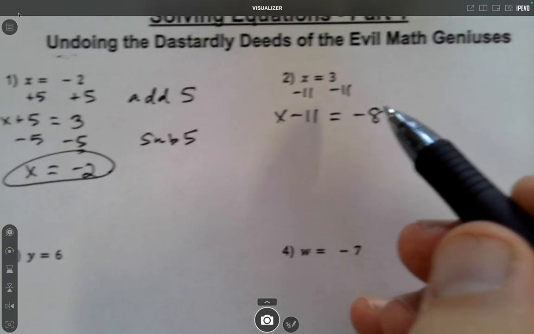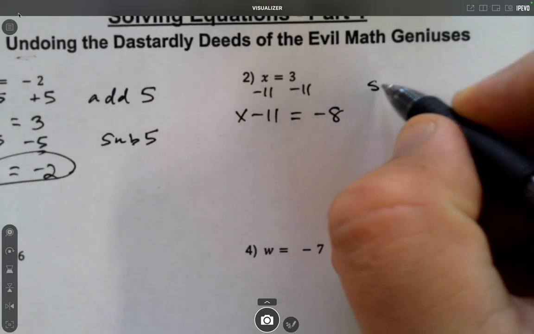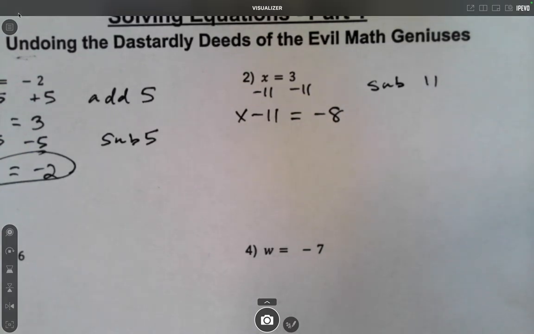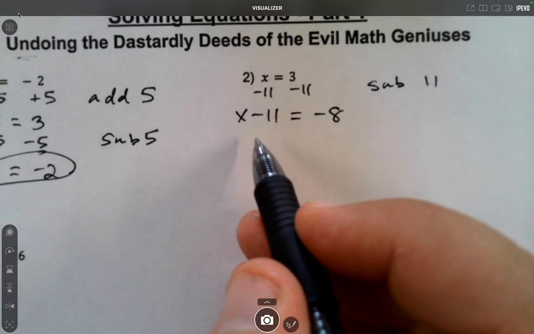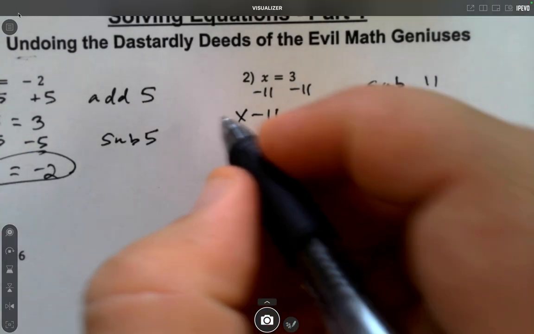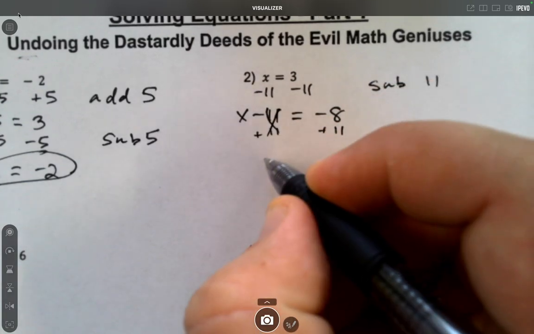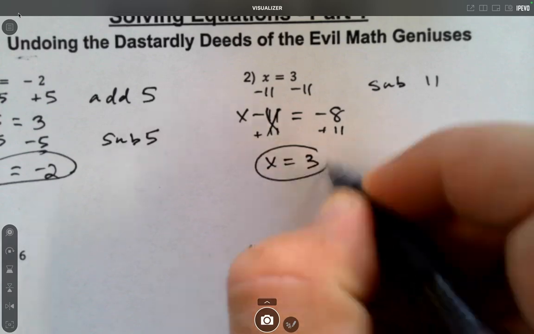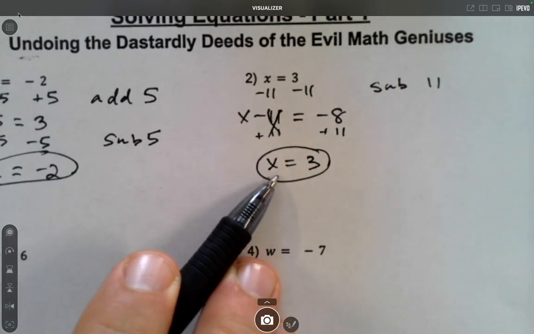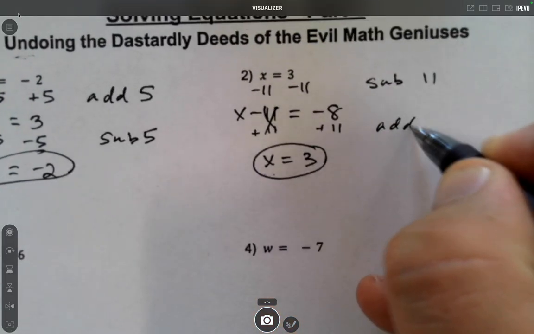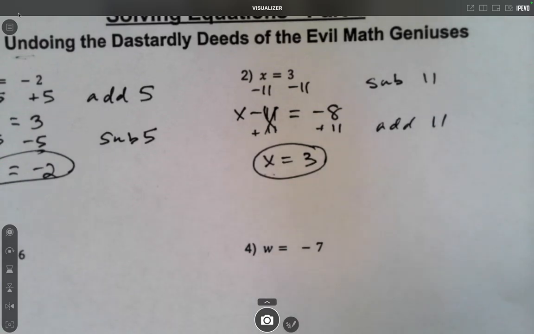Okay, now let's look over here. This time, he subtracted 11 from both sides. So if we want to undo what he did, we have to do the opposite of what he did and add 11 to both sides. And that shows we did the right thing because we got what we know is the correct answer.